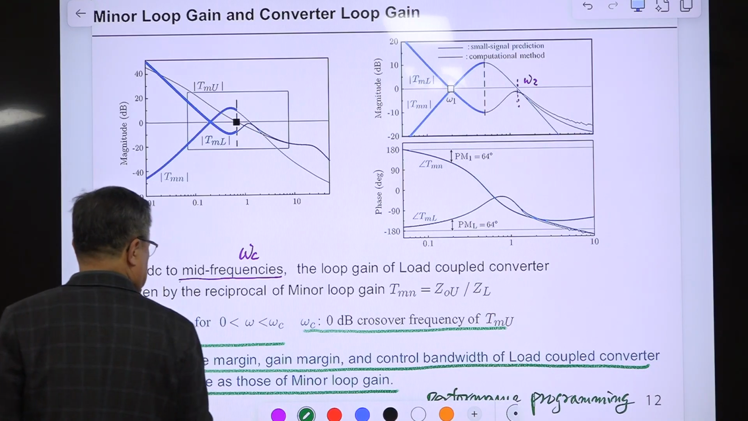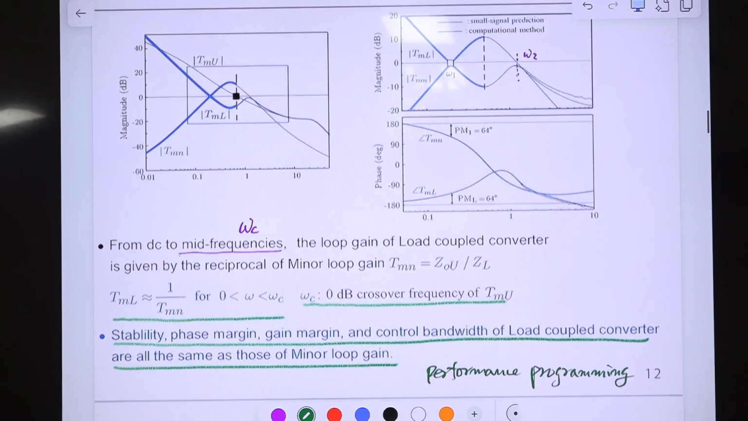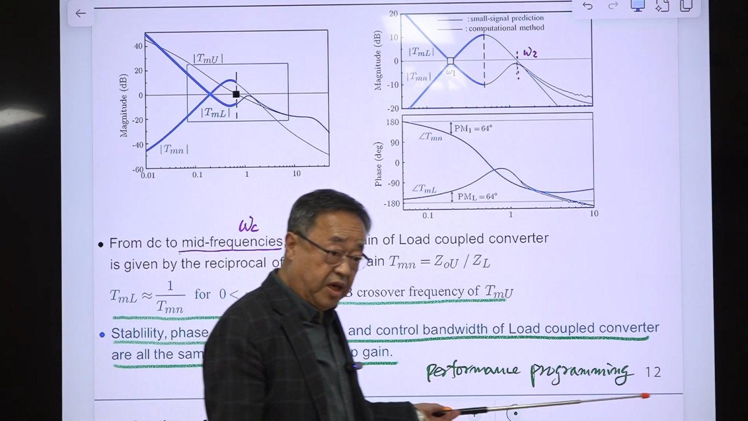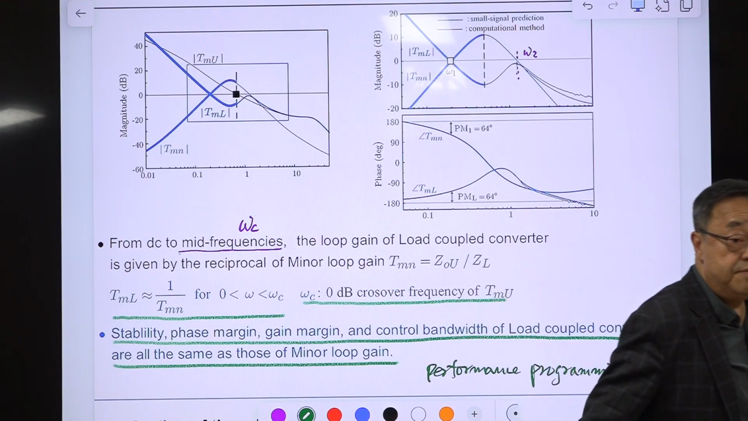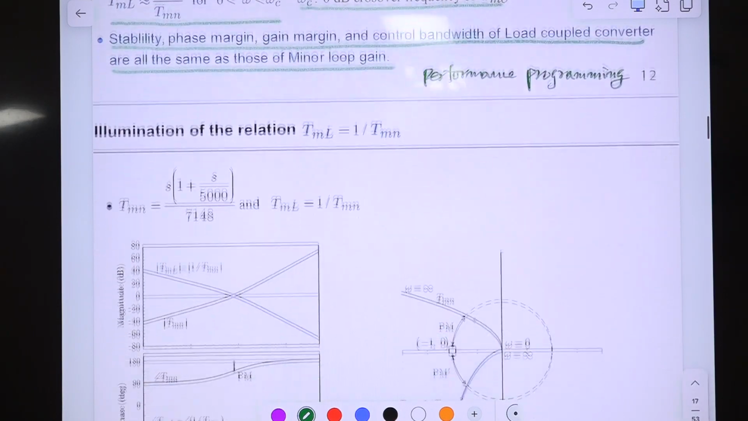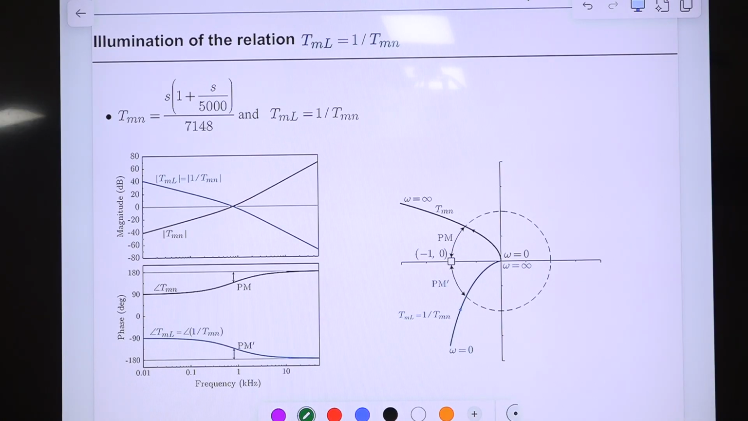So the conclusion is the stability, phase margin, bandwidth, and crossover frequency of the load coupled converter are all the same as those of the minor loop gain. So the implication of this is there is a potential of performance programming. I wrote one paper about this performance programming. This is to verify this relationship. I showed this in my book.